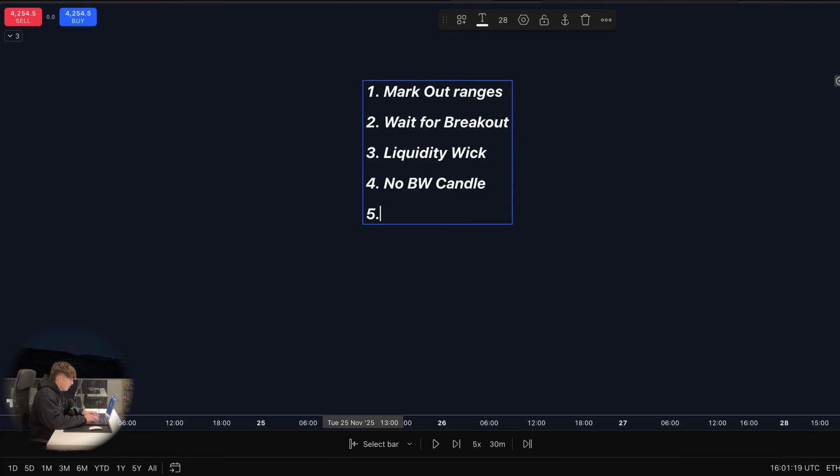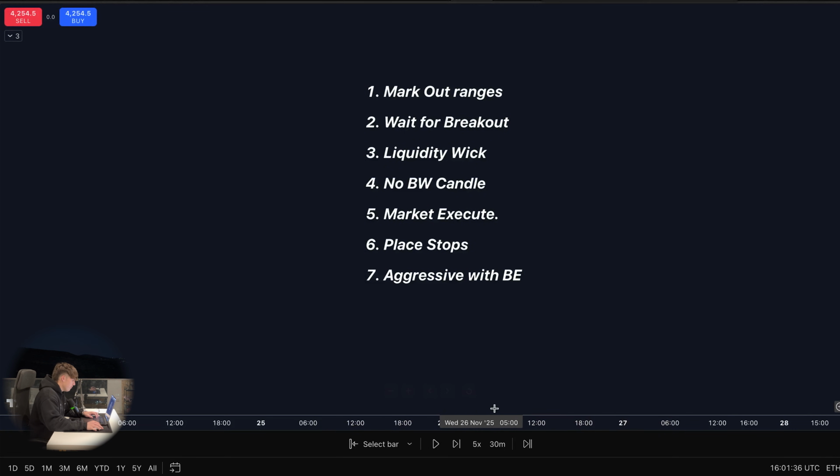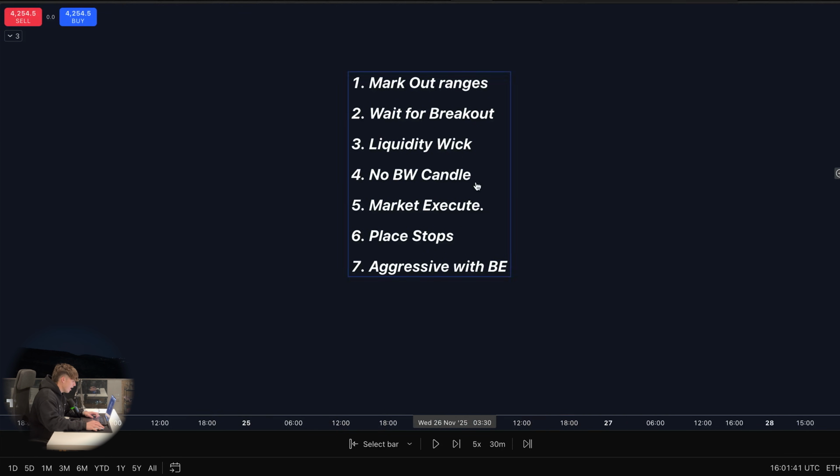And then we simply market execute, place stops, and then walk away, because we know the likelihood is we're going to get no drawdown on these positions. The great thing about that is we can be a little bit more aggressive with BE because that candle should not reflip. It should not come down and re-break those lows. If it does, most likely you are going to get caught out.